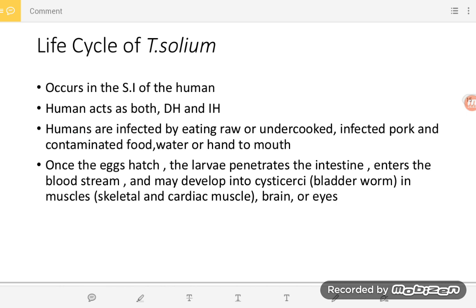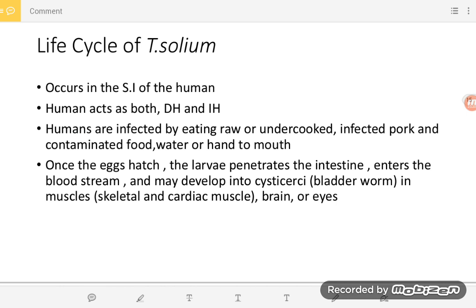How does a human get this infection, that means Taenia solium? The main thing is they are infected by eating raw meat without cooking. Undercooked means partially cooked, half boiled, half cooked. Infected larva containing pork, right? Or otherwise, the other mode of transmission is contaminated food, water, or hand to mouth.